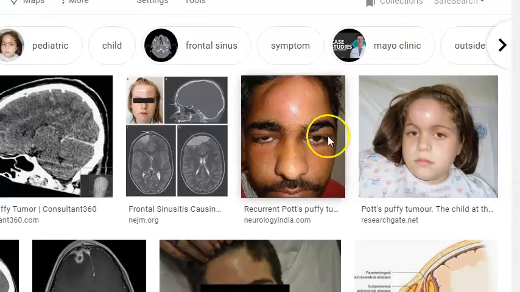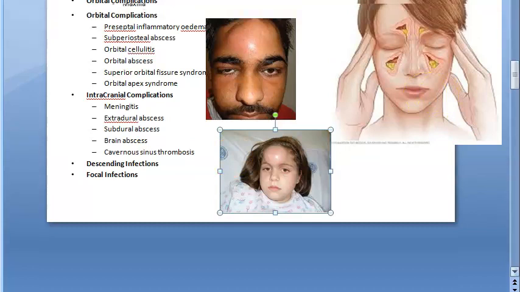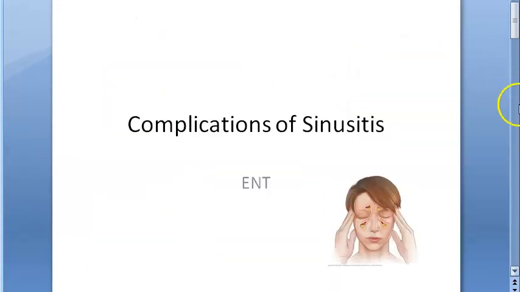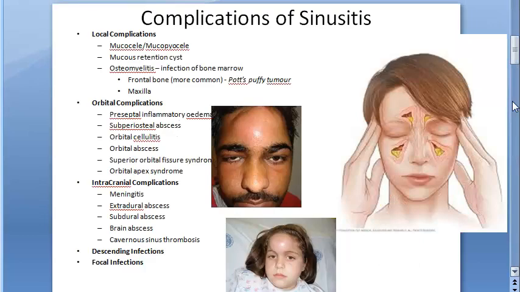So here there seem to be nice images of Pott's puffy tumor. So hope you have understood this terminology, Pott's puffy tumor. What is there in the pot? Pus. Okay.